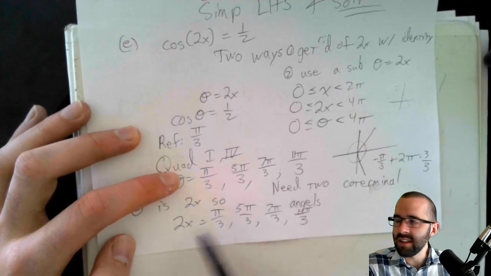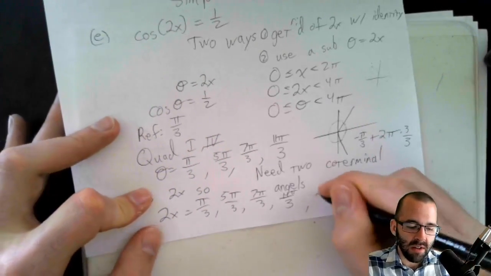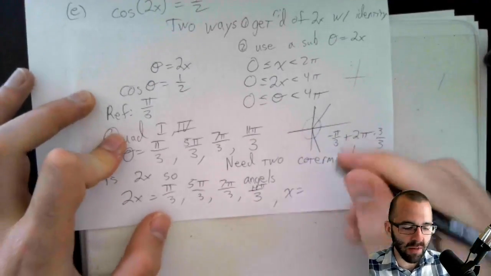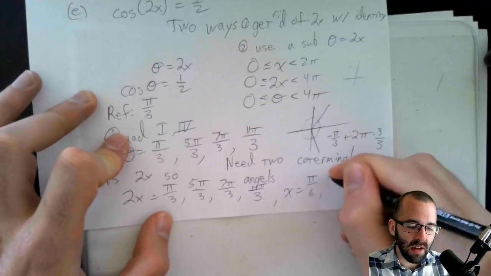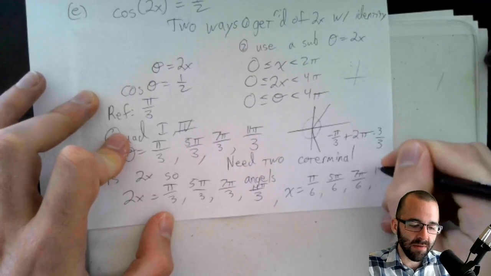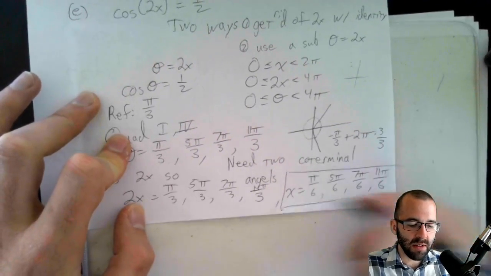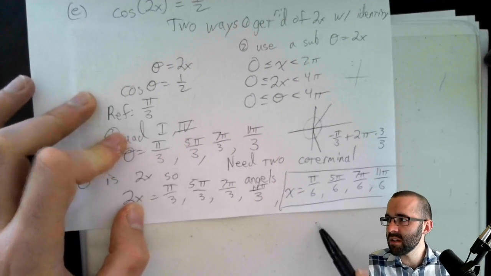And this is easy to solve. Just divide everything by 2 to solve for x. So x is going to be equal to pi over 6, 5 pi over 6, 7 pi over 6, and 11 pi over 6. And I think these are some of the worst ones. These ones and the quadratic formula ones.